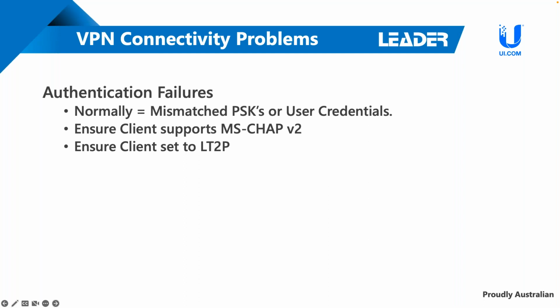And then ensure that the client is set to L2TP. A lot of the times the client, if it's set to automatic mode, it might not be selecting the correct VPN type, and that would cause authentication errors as well.